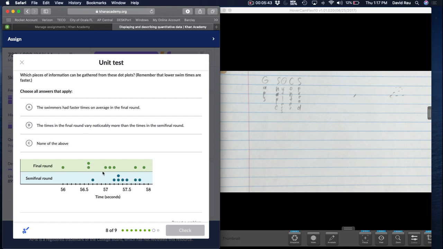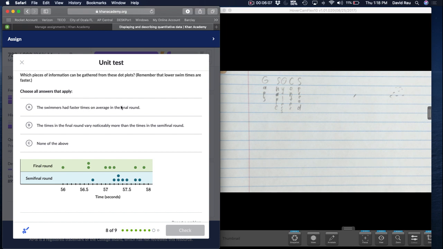One thing just to kind of think about, always think about what your data is. We're talking about swimmers right now, and it is better if the time is less. I mean, I don't know if that's going to come up in the problem, but just kind of keep that in mind. The person who did the best is this person right here, because a faster swim time means you finished before everyone else. Anywho, let's choose the answers that apply.